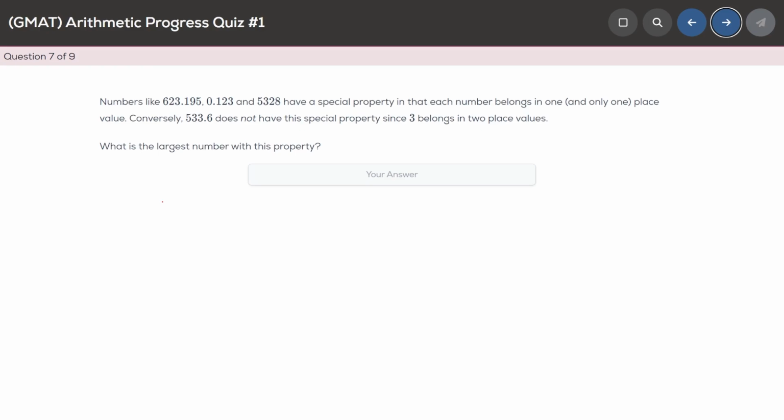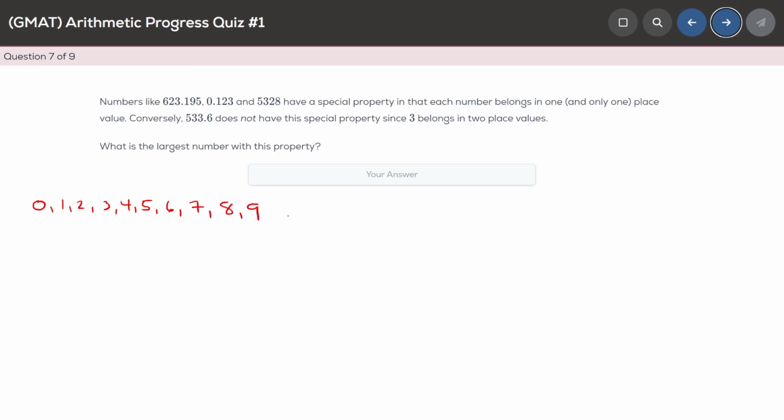Number 7, numbers like 623.195, 0, and so on. They have this property where you're only using, remember, the system we use has 10 characters. This is why we call it the decimal system, and you're going to learn more about this as you go through the plan. But the 10 characters are 0, 1, 2, 3, 4, 5, 6, 7, 8, and 9.